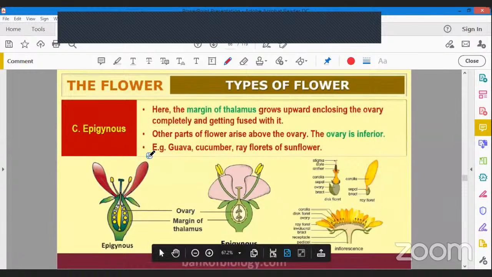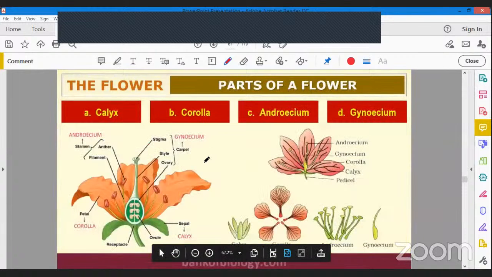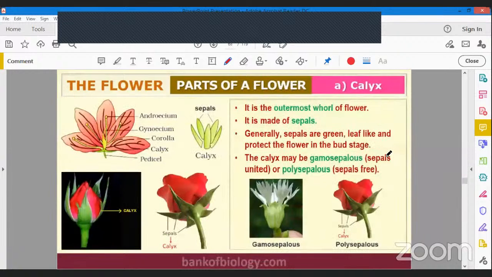Done. So we go to the next part, parts of the flower. Look at this: calyx, corolla, androecium, and gynoecium, as we saw earlier. So what is calyx? It is the outermost whorl of the flower, and it is made out of sepals. The individual units are called as sepals. The sepals are usually green, leaf-like, and protect the flower at the bud stage. So when it is a bud, the sepal is the one which will completely cover the flower. Remember this, students.